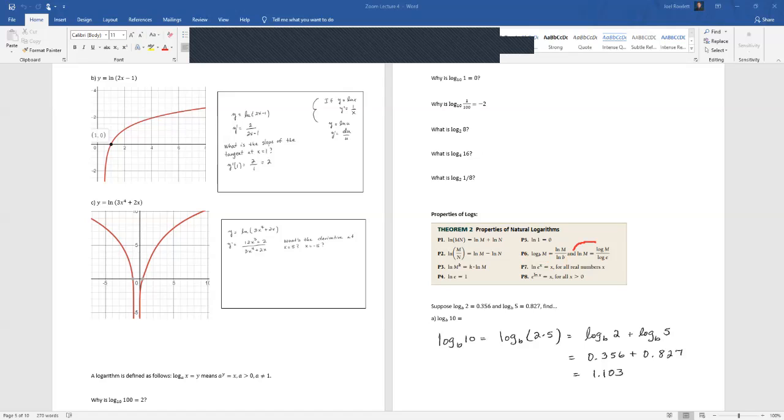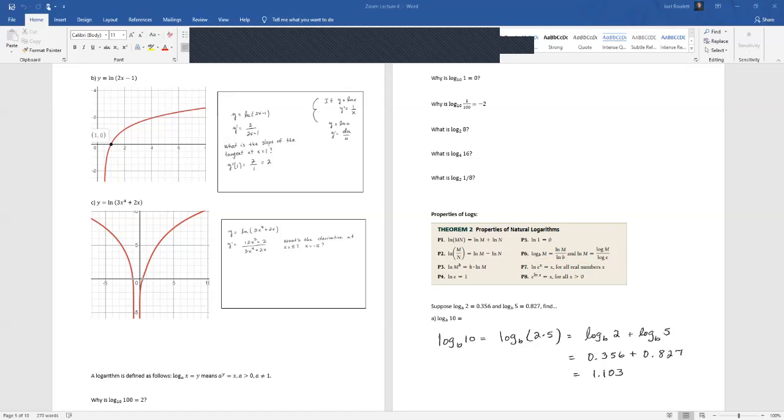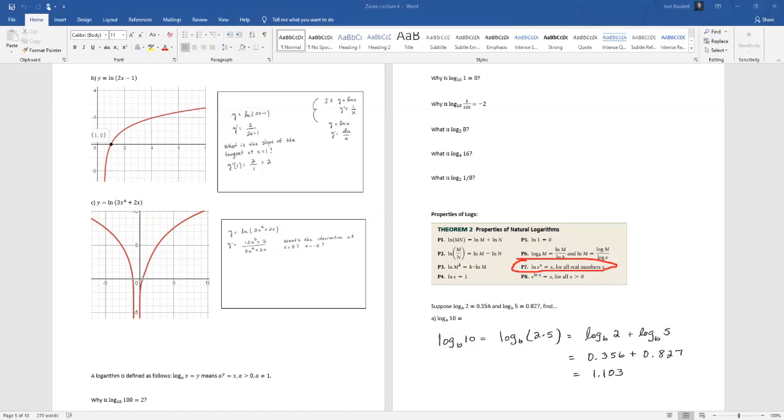And over here we have the natural log of m, which we could convert to the log of m over the log of e. This is the one we will use the most. But make sure you could apply both of them equally if you need to. And property 7 says the natural log of e to the x is x. This is very important in decomposing equations. And then we have e to the power of ln x is x.